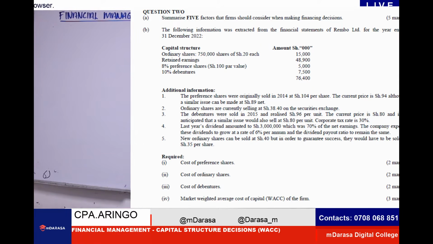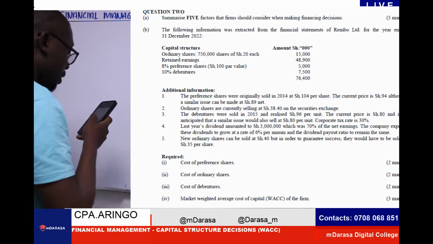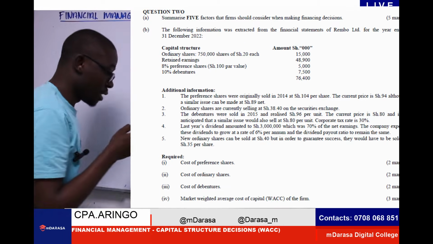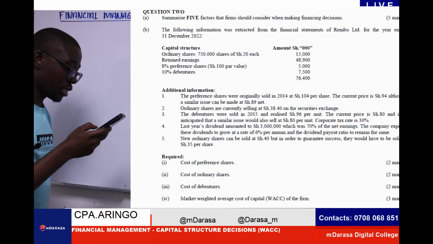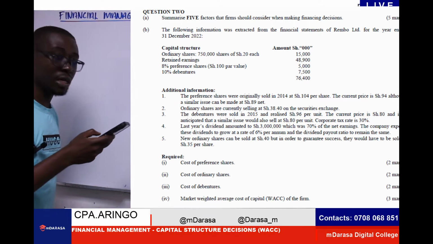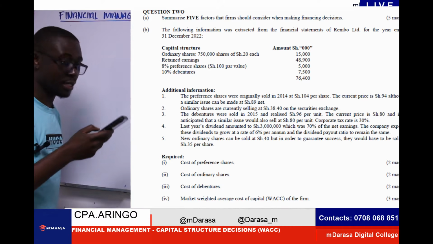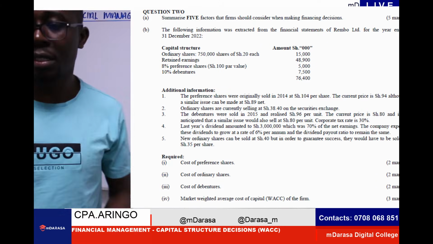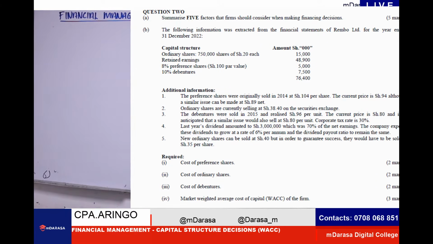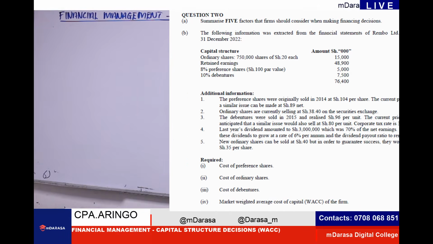The most interesting part is the additional information, where we're told, in note 1, that the preference shares were originally sold in 2014 at 104 per share. The current price is 94 shillings, although a similar issue can be made at 89 shillings net. Looking at that case, allow Mwalimu to explain that right now clearly.